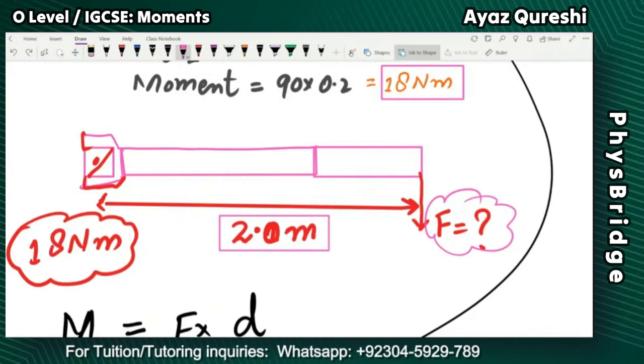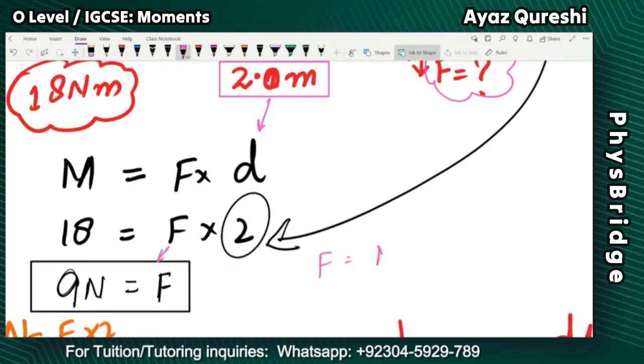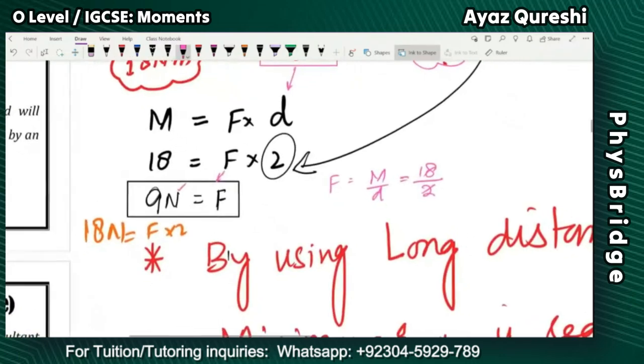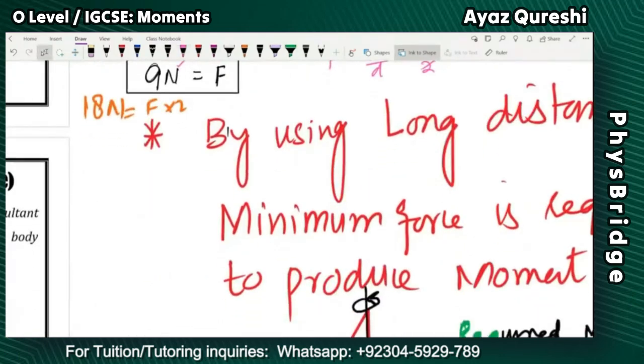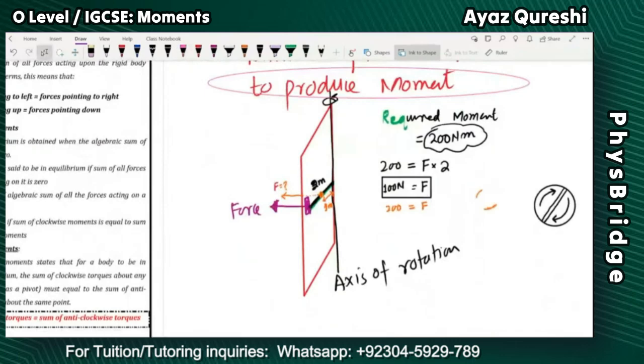Here 18 Newton meter is the moment required, and 18 equals force times perpendicular distance. That distance is now 2 meter. Force equals moment divided by distance, so 18 divided by 2 gives just 9 Newton force. That is why, by using a long spanner or long distance, a minimum force is required to produce the moment. This is asked frequently in your exams: if you use a long spanner, you have to apply a small force to create the same moment.